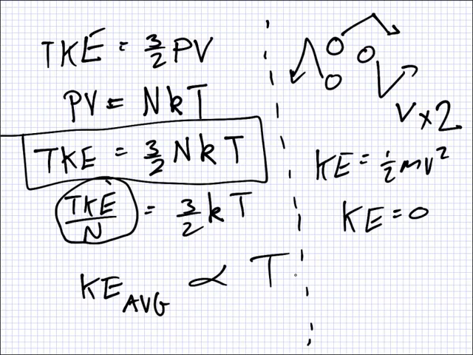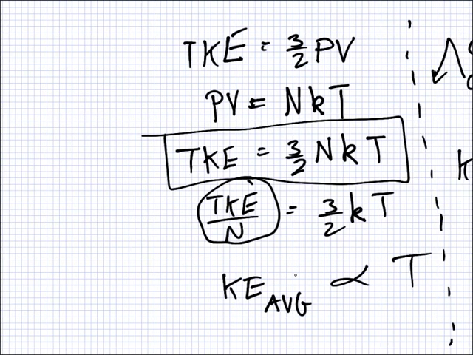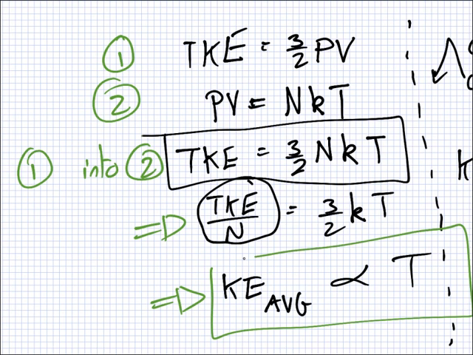So what might you want to write down from here? I think this is important. So sorry, I'll just put this down here, Zach. This is 1, this is 2, this is 1 into 2, which gives us that, which gives us that. And that's an important result then.